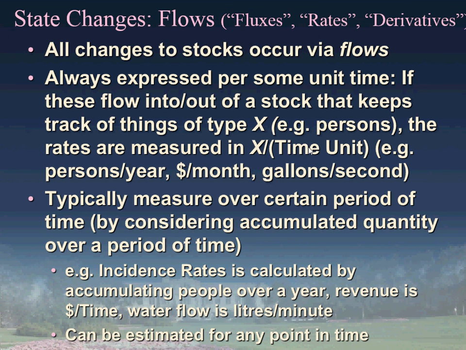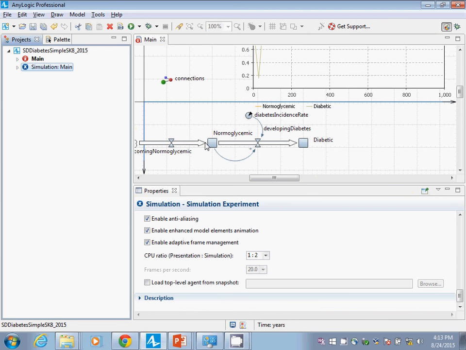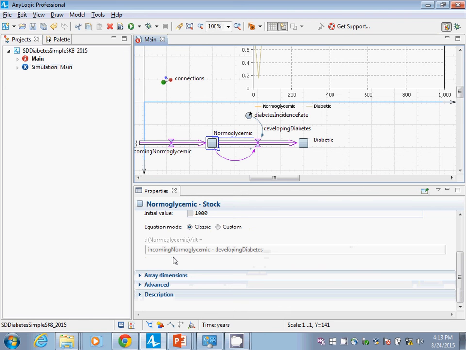You notice that we specified one thing, ladies and gentlemen, and one thing only within the properties for each stock. What was that? The initial number of people in that stock. After that, how does it change? If we didn't tell it how to change, how does it know how to change? There's a rate. And let's go check what that rate is. So let's go look at normal glycemic here. And you'll notice this scary formula.